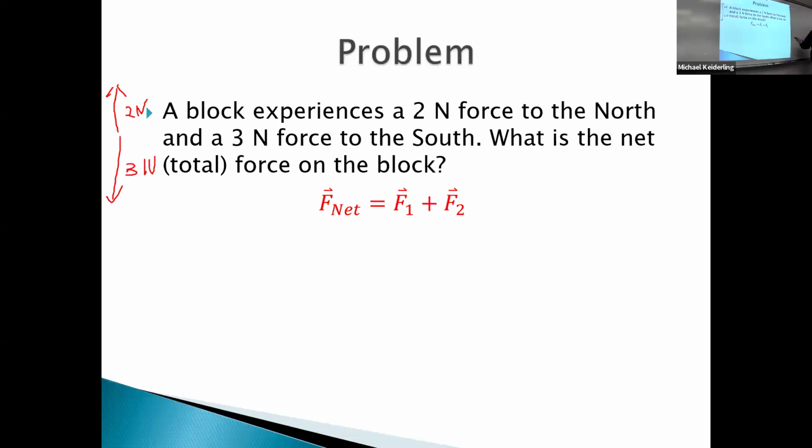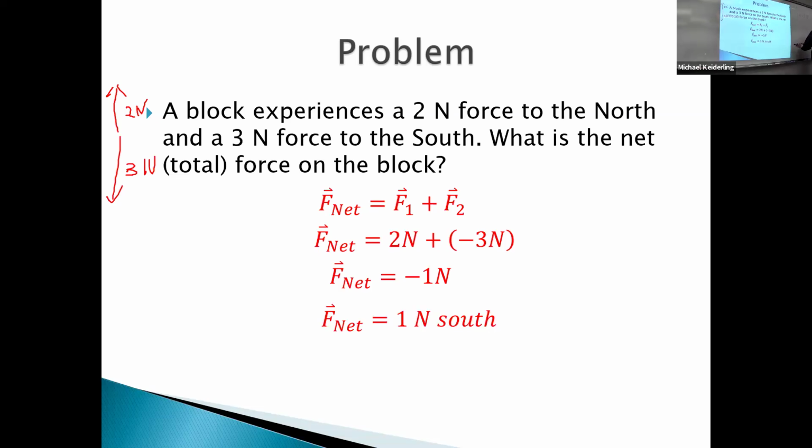So our net force is force 1 plus force 2. You can think of north as positive and south as negative. So 2 Newtons north plus negative 3 Newtons because it's south. The net force is minus 1 Newton or 1 Newton to the south.